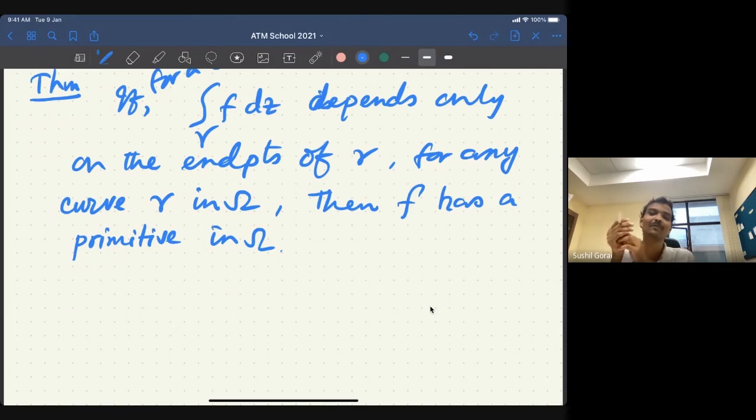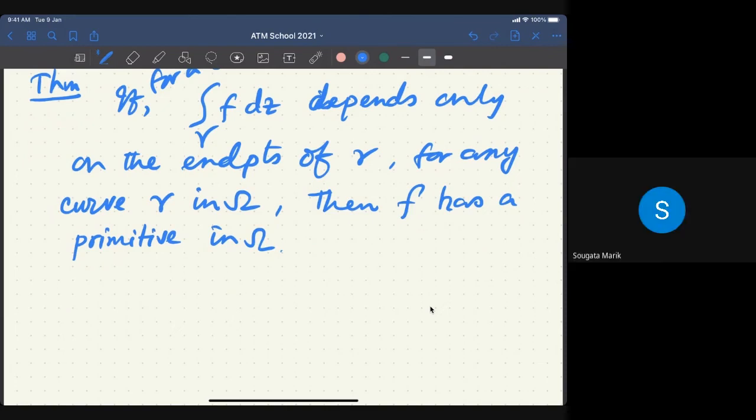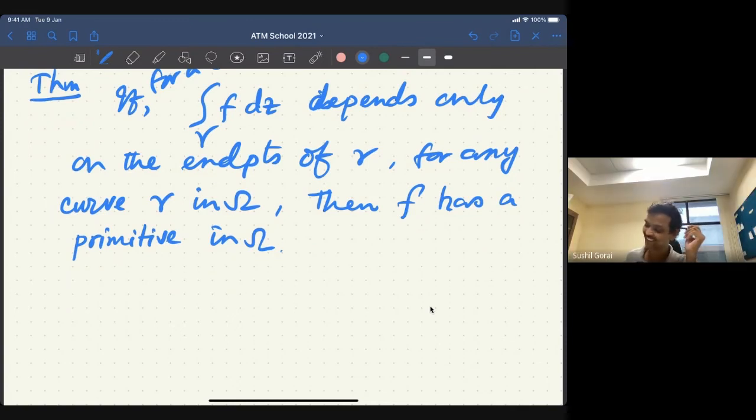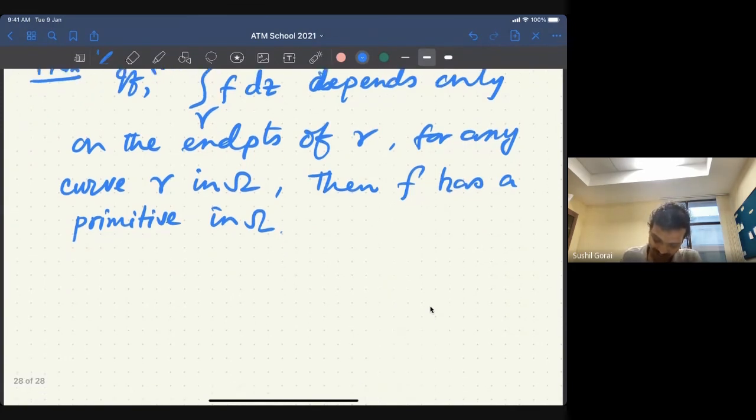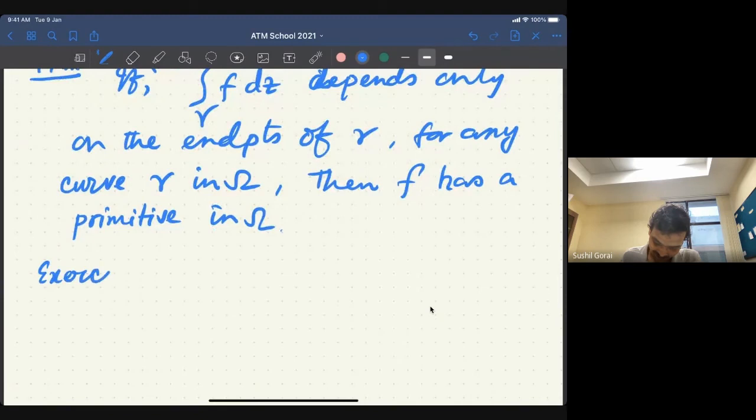Suppose f has a primitive. What about the integration? Yes, sir, that depends on the endpoint. Okay, so that is easy. So let me give it as an exercise.